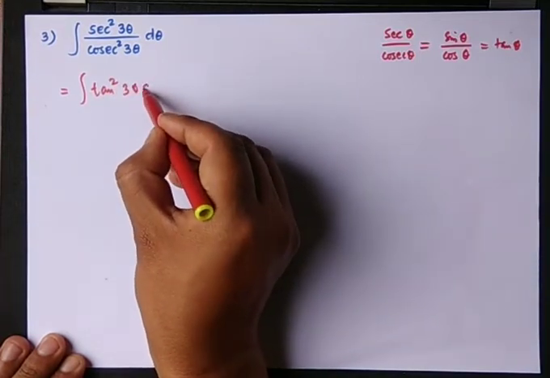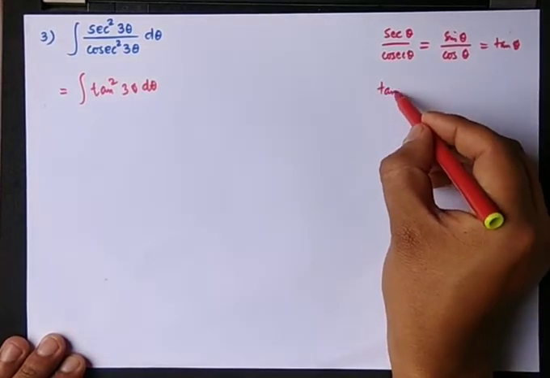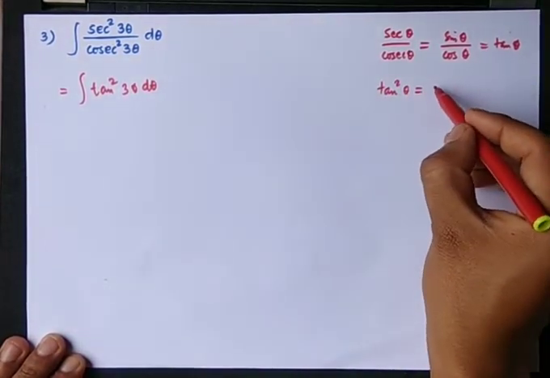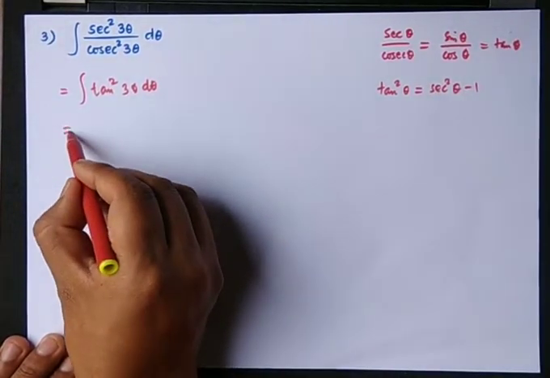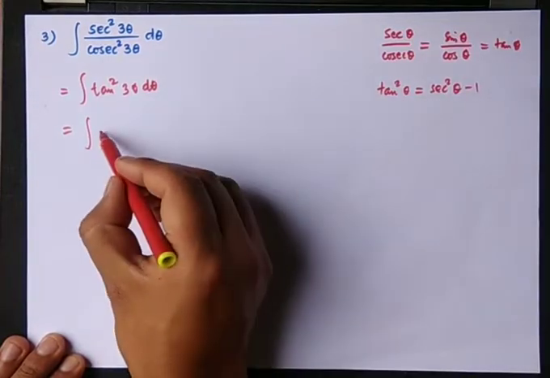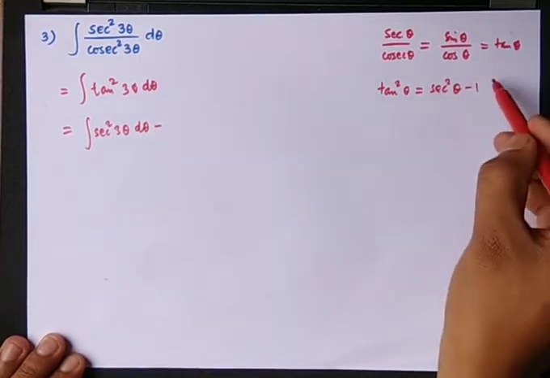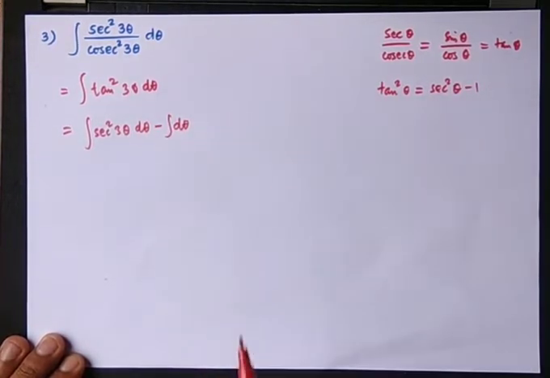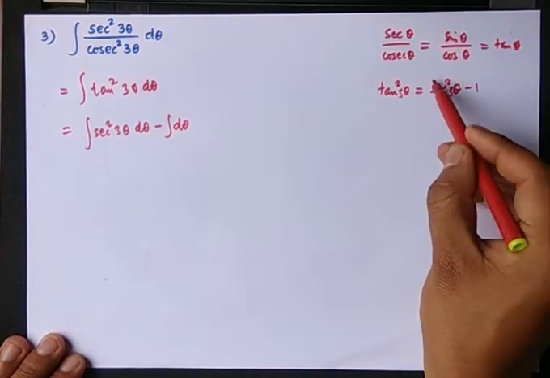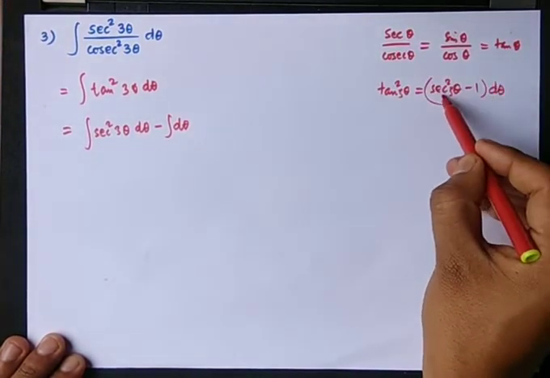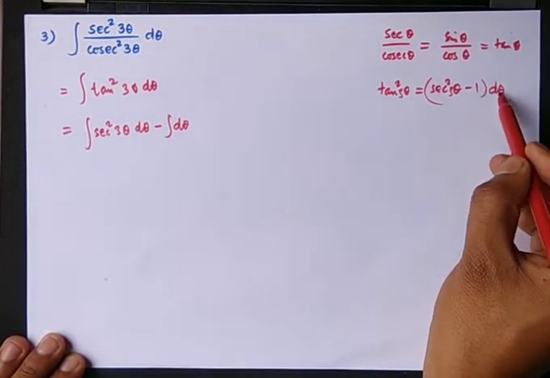3 theta d theta. We know that tan square theta can be written as sec square theta minus 1. So let me put that formula. If I put this formula, then I'll get sec square 3 theta d theta minus d theta. Hope you understood this part. Instead of tan 3 theta, I am writing this much. Outside we have got d theta, so sec square 3 theta into d theta is sec square 3 theta d theta minus 1 into d theta is d theta.